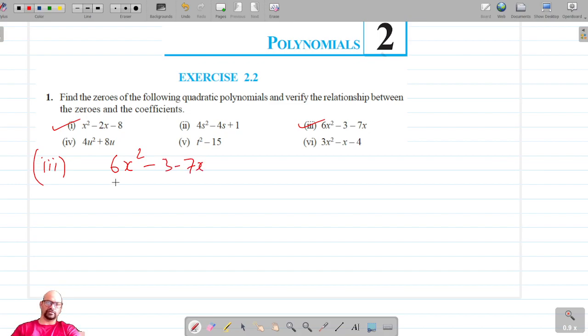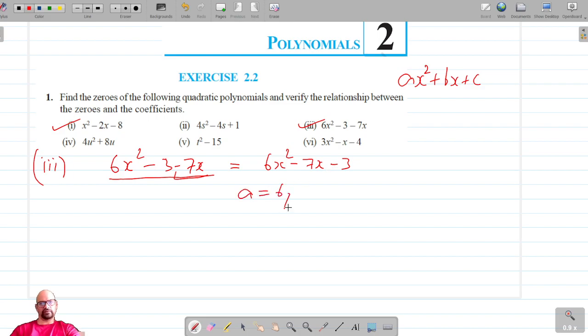Now, in this case, it's not in the standard form. The standard form of the quadratic polynomial is ax squared plus bx plus c. So this can be written as 6x squared minus 7x minus 3. So a is 6, b is negative 7, and c is equal to negative 3.